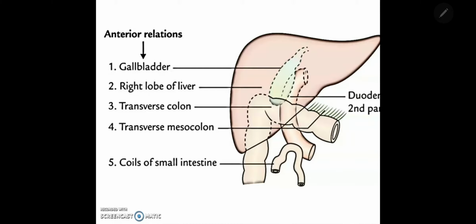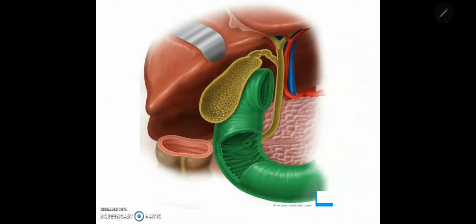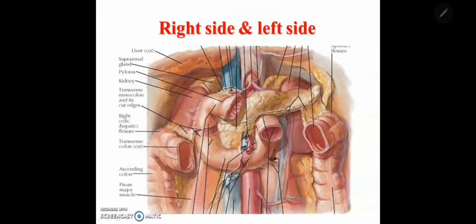It is non-peritoneal in the middle where it is crossed by the transverse colon. You can see these are the relations: gallbladder, right lobe of liver, transverse colon with mesocolon, and coils of intestine below the colon. And here again you can notice in the section, this second part, you can see the fundus of the gallbladder. The body and neck are related to the first part here, whereas the remainder is related to the fundus of the gallbladder.